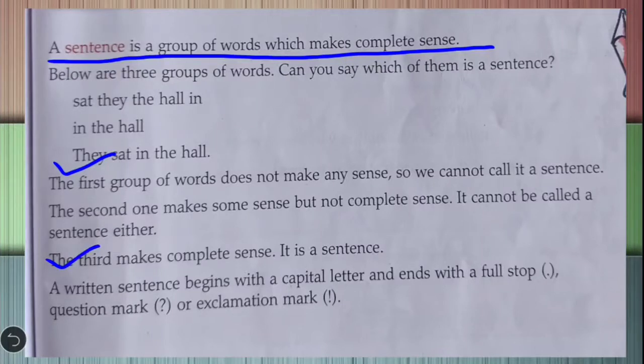A written sentence begins with a capital letter and ends with a full stop, question mark or exclamation mark. Yes, it starts with a capital letter and ends with a full stop, question mark or exclamation mark. Here it is written, a written sentence. While a person is speaking, we cannot understand whether it's a capital letter or not, etc.